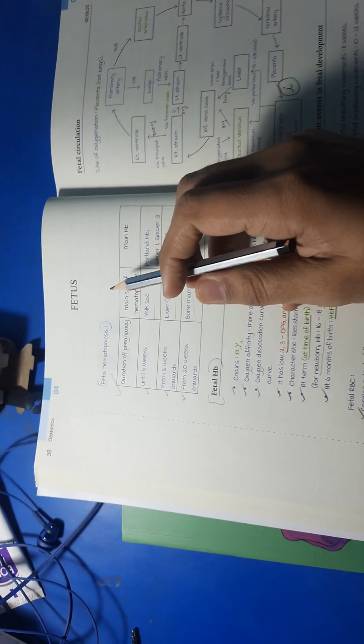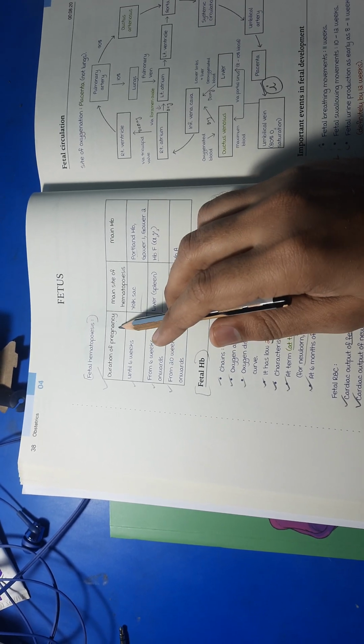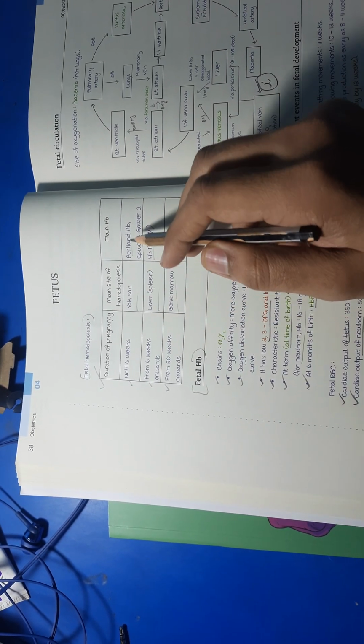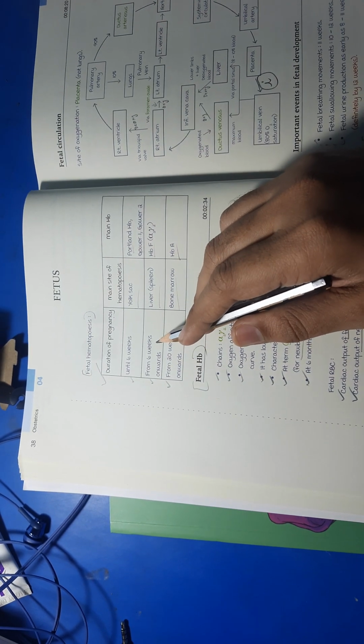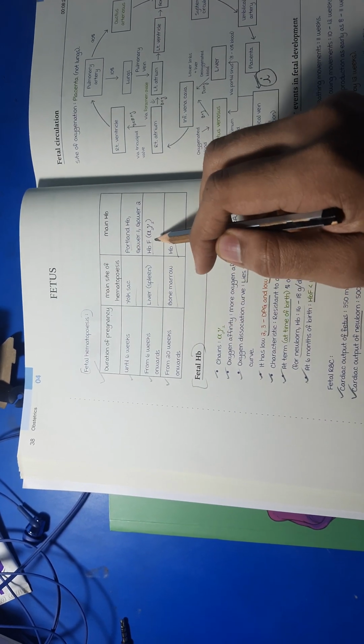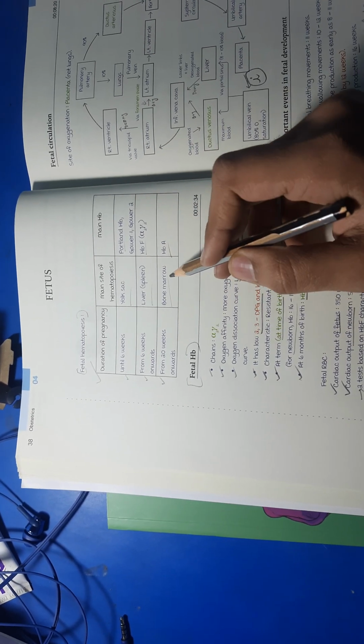So let's study about fetus. In fetus, hematopoiesis until 6 weeks of pregnancy occurs in the yolk sac, and the hemoglobin is of Portland, Gower 1, Gower 2 type. From 6 weeks onwards, it occurs in the liver. Hemoglobin is HbF type, which is alpha 2 gamma 2. From 20 weeks onwards, it occurs in bone marrow, and the hemoglobin is HbA type.